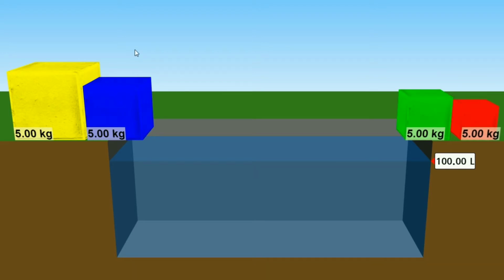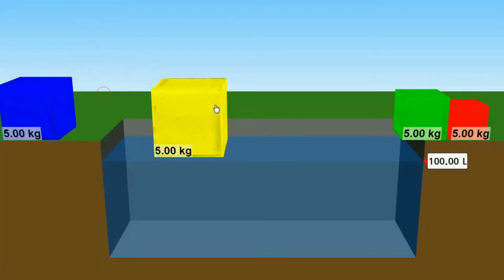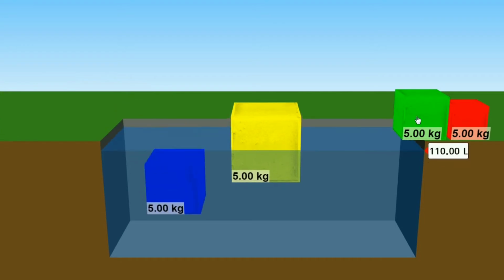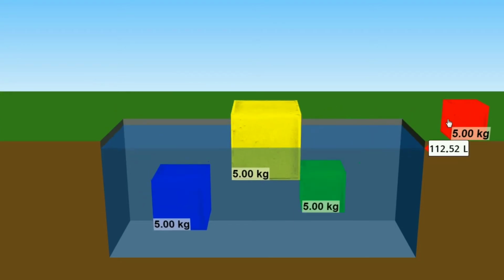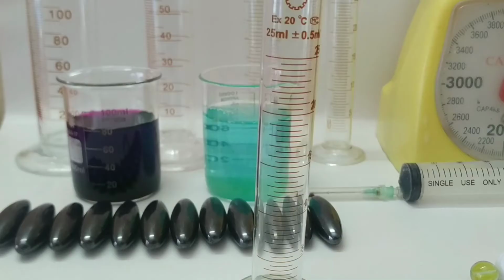Density is a measurement that compares the amount of matter an object has to its volume. An object with much matter in a certain volume has high density. An object with little matter in the same amount of volume has a low density.